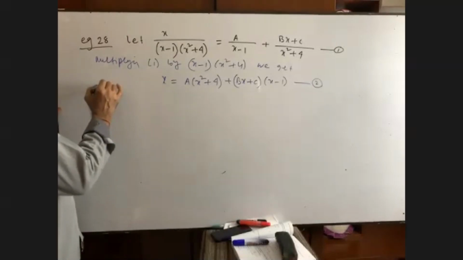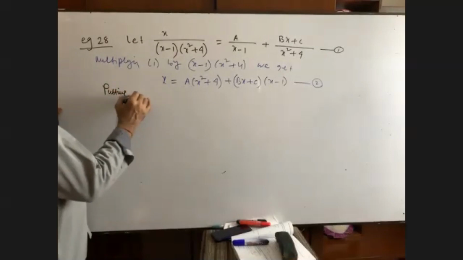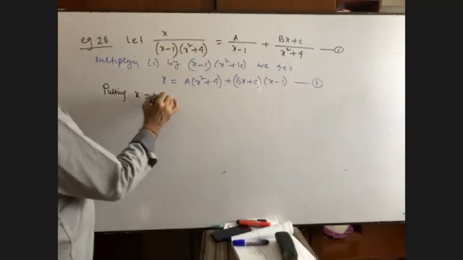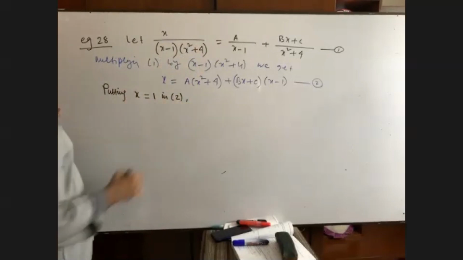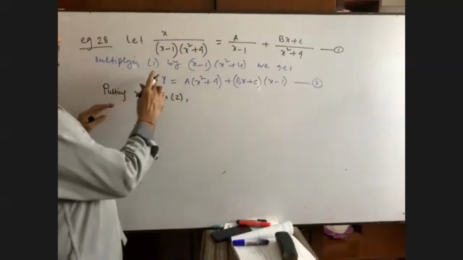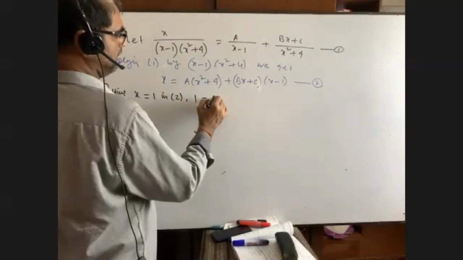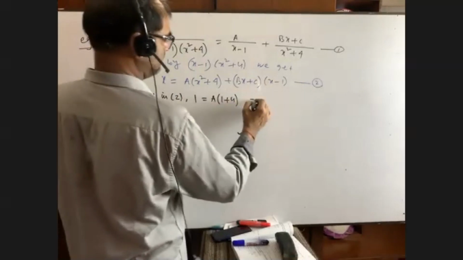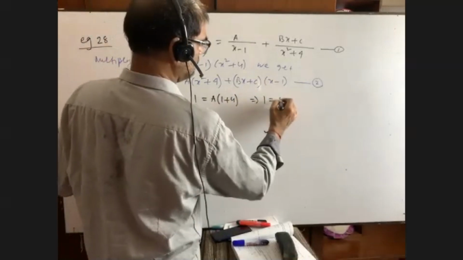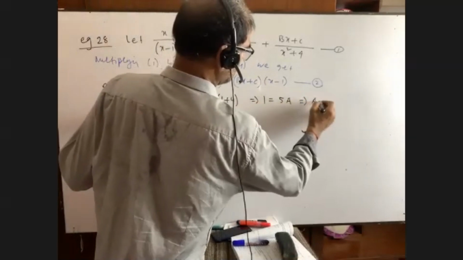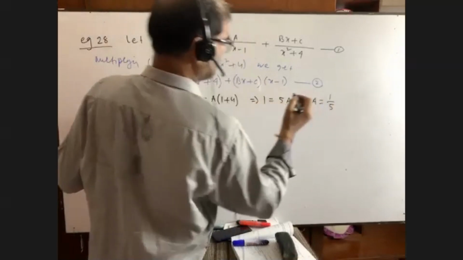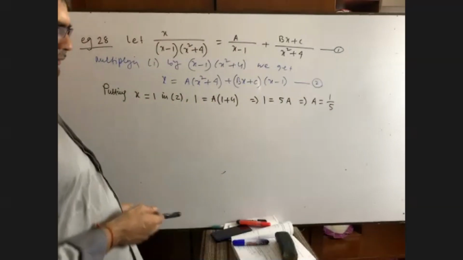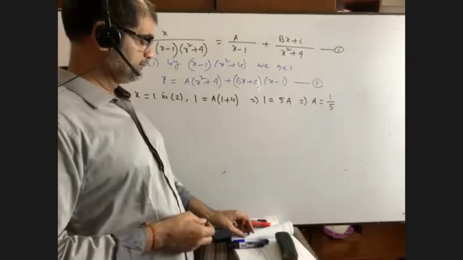Putting x equals to, here only one value, 1. Putting x equals 1, it is A into (1 + 4), and the other term is 0. That means 1 equals 5A. That means A equals 1 by 5. Now we don't have any other value of x. So what should we do?